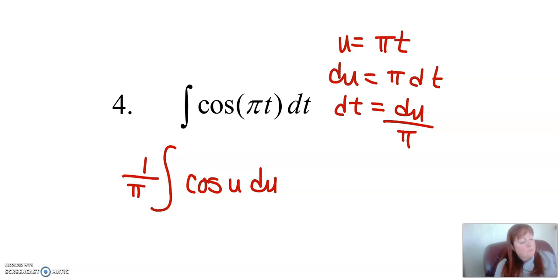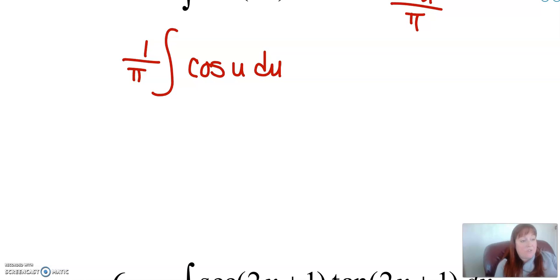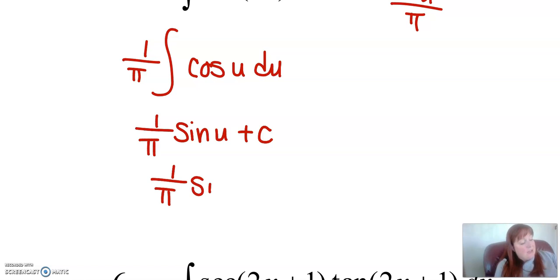Okay. Now I know the integral of cosine. What's the integral of cosine? Well, it's sine, right? Because if I took the derivative of sine, I would get cosine. So then I just do that. Now I put my u back in. My u was pi times t, so I have 1 over pi sine of pi t.